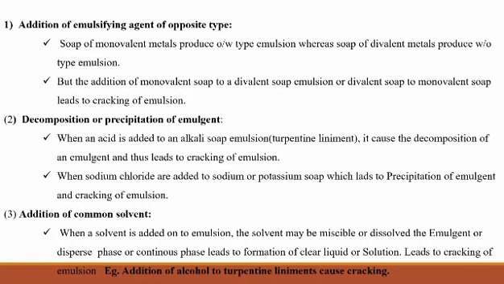Next is addition of a common solvent. When a solvent is added to an emulsion, the solvent must be miscible with or dissolve the emulsifying agent, because the dispersion medium is meant for dissolving the emulsifying agent. But when it is not miscible with or does not dissolve the emulsifying agent, it may lead to cracking. For example, the addition of alcohol to turpentine emulsion may lead to cracking.